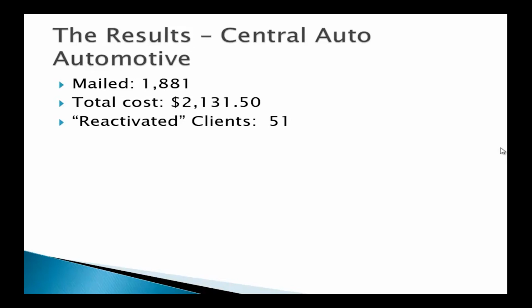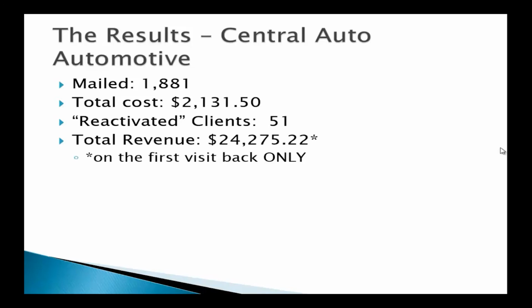But like I said, here is the most important part. He had a total revenue, at last count, of $24,275.22. Again, an exact number because Blake is very good at tracking his results. And you see the little asterisk there. This was on the first visit back into the shop. So what do you think is going to happen to these 51? Do you think they're going to come in once and never come back again? Well, let's say even if they did. What if all of them came in the one time and then never came back?